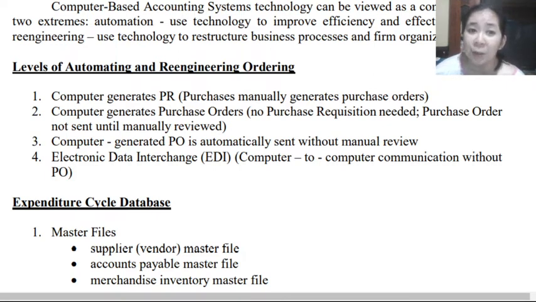Third, the computer will generate the purchase order, and this is automatically sent without manual review. And fourth, electronic data interchange or EDI, meaning computer-to-computer communication without a purchase order taking place. So this is how fast the transactions will be if automation is used in the ordering process. But of course, take note that the audit trail is lacking in this type of process.